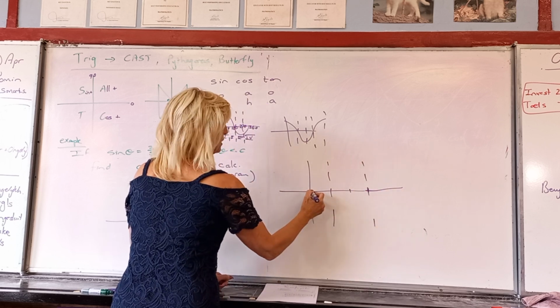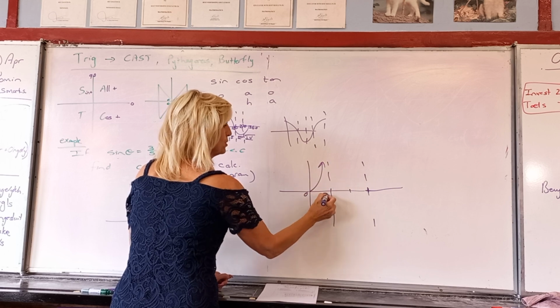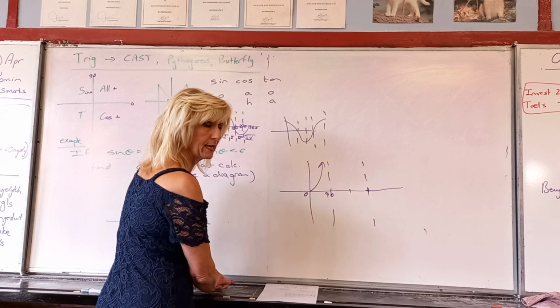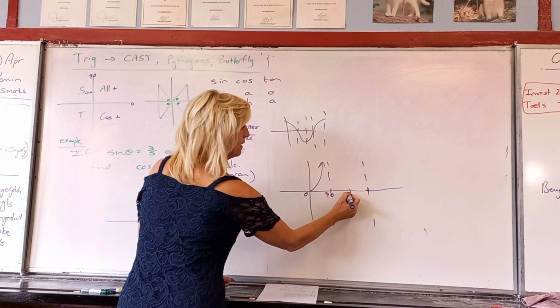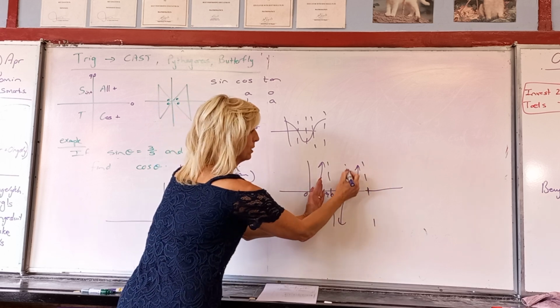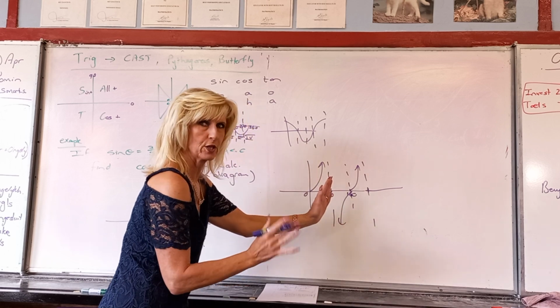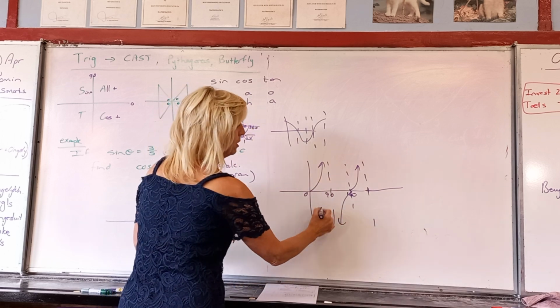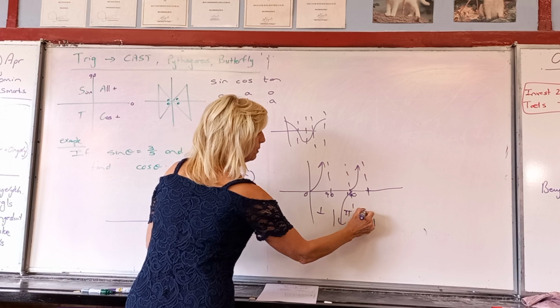Right. I'm not going to draw everything now. But that's the first quadrant, right? Yes. And tan is? Positive. That's the second quadrant, right? Please don't think that that's an asymptote now. That's not what I'm trying to show you. One, two, three. Are you with me?